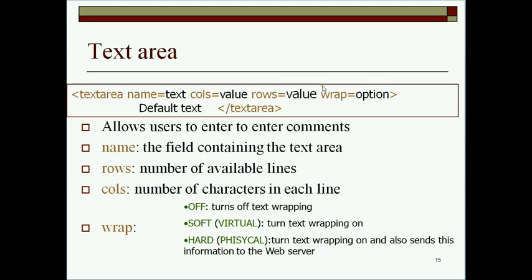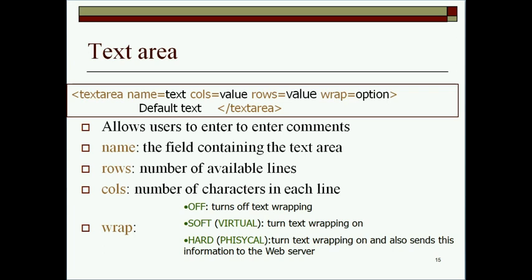Specify whether the text will naturally wrap or not, and break lines in order to just stay fit within the box. And then optionally you can specify some default text, which will be the pre-populated value of the text area. Or you can leave it blank, in which case there will be no pre-populated value. So this element allows users to enter multiple lines of text as input. The name will be the identifier for this particular input.